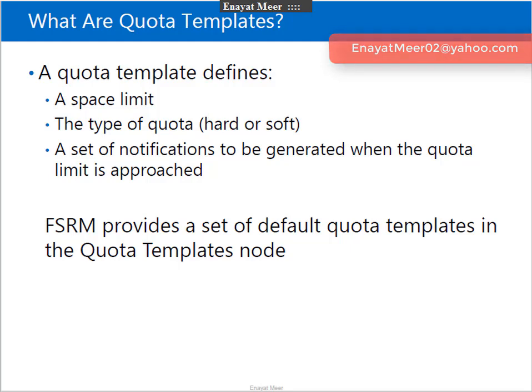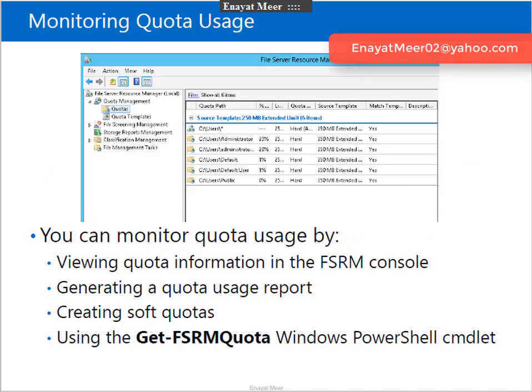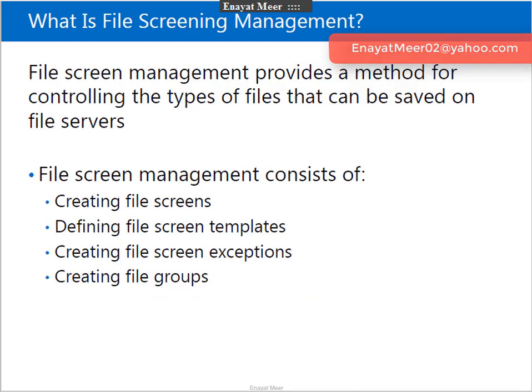FSRM provides a set of default quota templates in the quota template node. And this is the screen on the top. This happens when you are done with installation and you run your File Server Resource Management console. From the console, the second folder on the left side, you click on it, you will see the available quota. These are the template quotas. Basically you can see who you assigned this quota to, or you can assign from the quota template. So that is a pre-configured assigned quota.